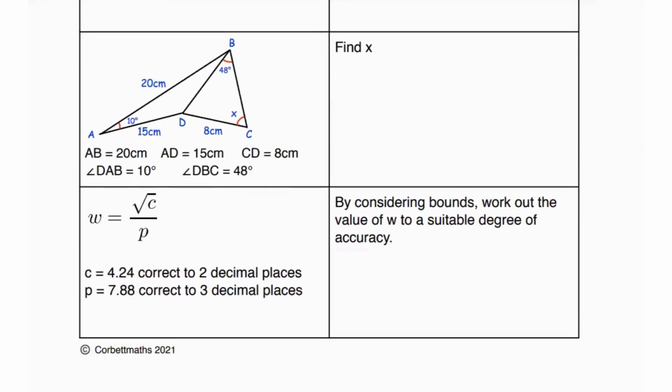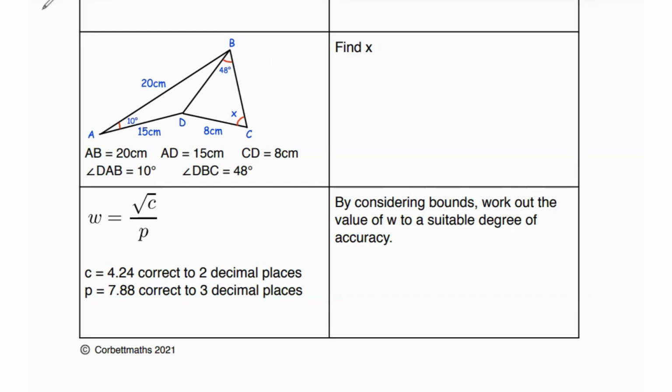Next question says find the value of x. So we have two non-right angle triangles joined together, and they want us to find the value of x. So I'm going to begin from triangle ABD and find the length of BD using cosine rule. The reason why I'm going to use cosine rule is because we have two lengths and the angle between them.